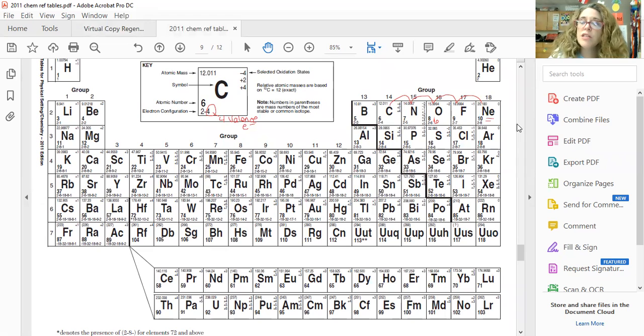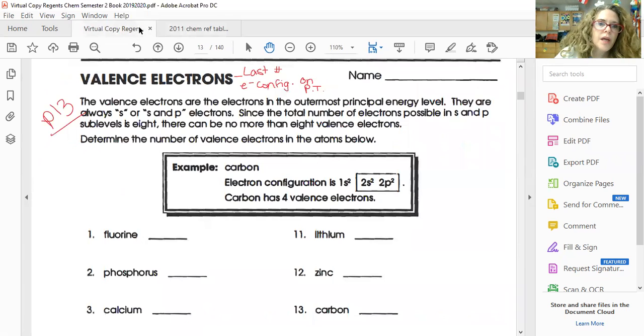Iodine, 1 bond, right? So this is why the same group has similar chemical properties, because they have the same number of valence electrons. 2 bonds, 2 bonds, 2 bonds. 3 bonds, 3 bonds. 4 bonds, 4 bonds. Okay, and so on. So let's go back to our valence electrons.